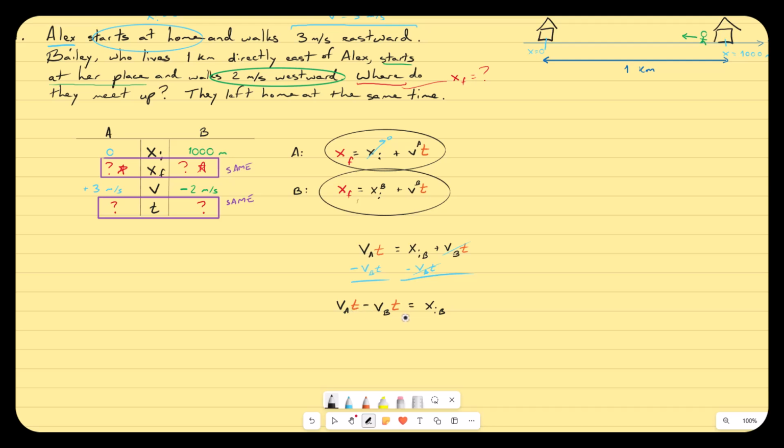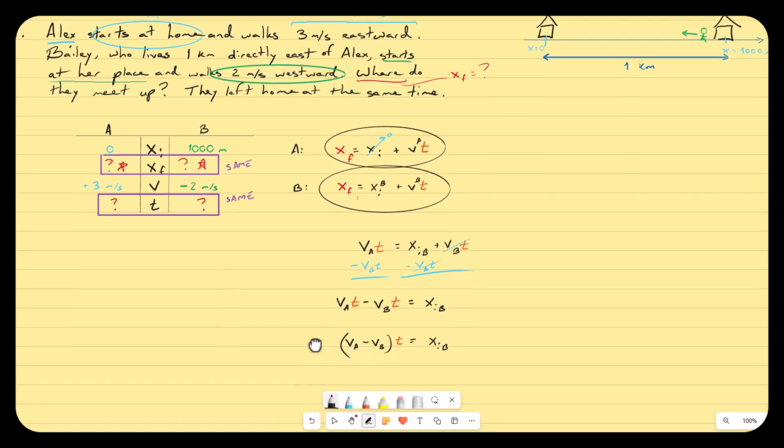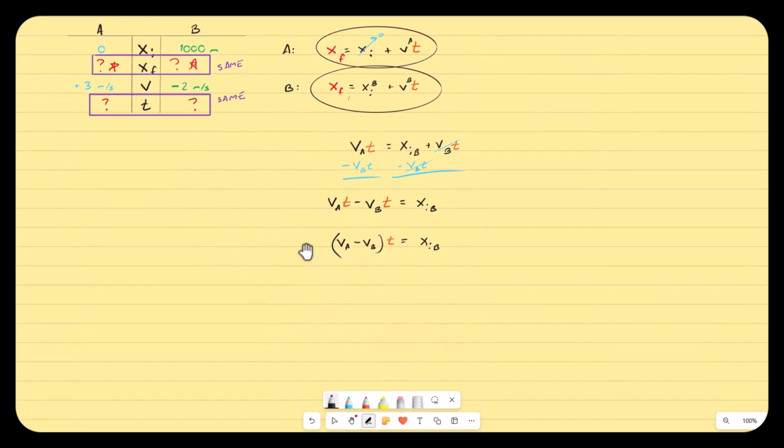I have t in this term and t in this term. I'm going to factor a t out of these. When I do that, I will be left with VA minus VB times t equals x initial Bailey. If that factoring step is one that you saw and you thought to yourself, uh-oh, I'm not sure I would have thought to do that, this is something you're going to do a lot of, so it is worth getting comfortable with now.